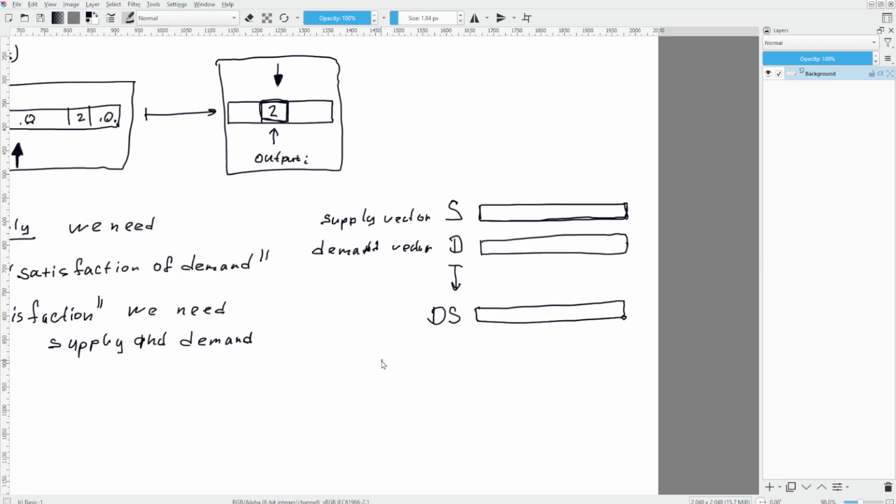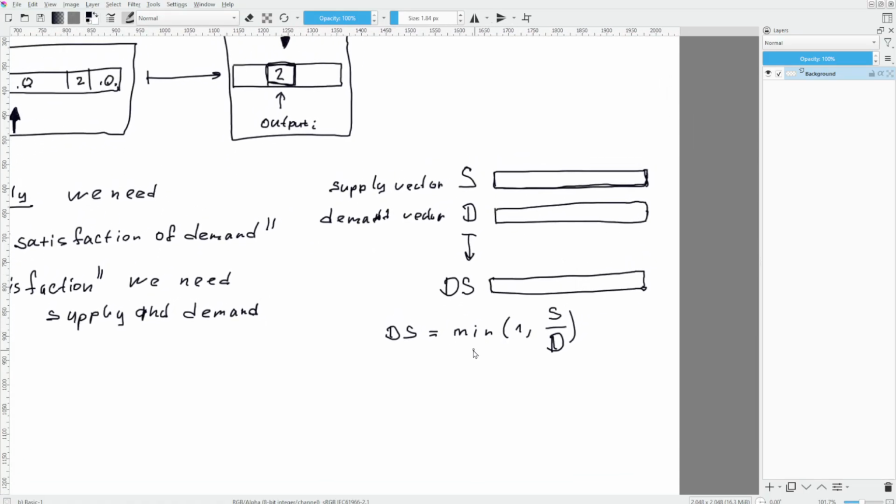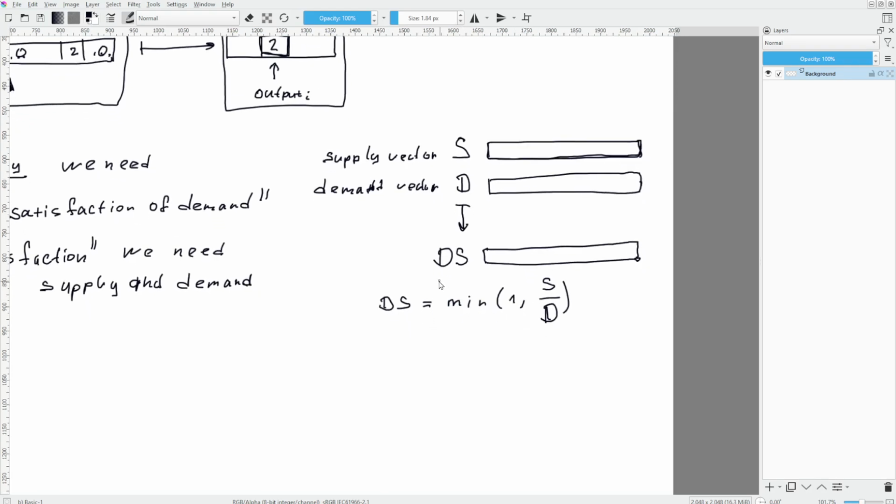And it's easy to calculate it, usually. Demand satisfaction is just the minimum of 1 and supply divided by demand. Well, of course, there are obvious issues when demand is 0. It could be handled in many ways. I will explain these ways a bit later when introducing how we are working with supply and demand in Alice. But for now, this formula works well, almost everywhere, let's say like this.